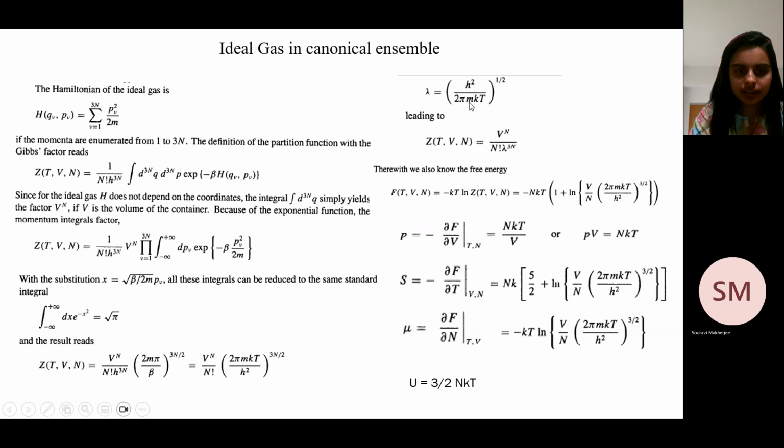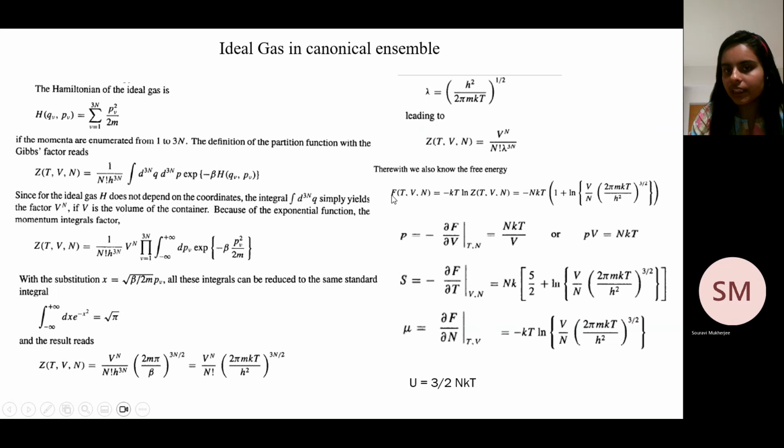You define this term h square by 2 pi m kT to the power half as lambda, which is the thermal wavelength of your system. And then this is the expression for n ideal gas particles in some volume V and in a system represented by some temperature T. So this is your partition function for that system.